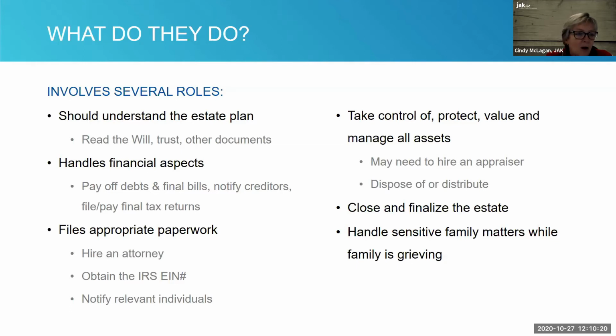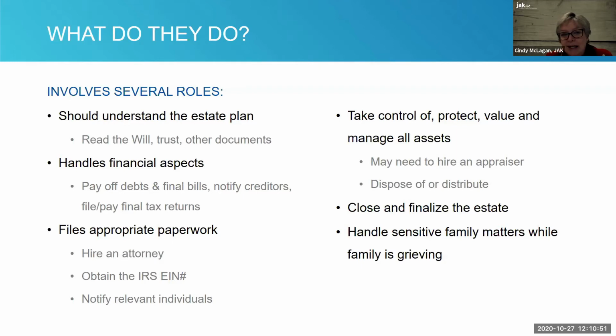They need to handle all financial aspects of the estate: pay off the debts, notify creditors, file and pay final tax returns. They need to keep detailed financial records of the estate assets. Oftentimes they'll need to hire an attorney. They need to obtain an IRS EIN or notify people. They also need to find beneficiaries and notify them if there's any potential estate.